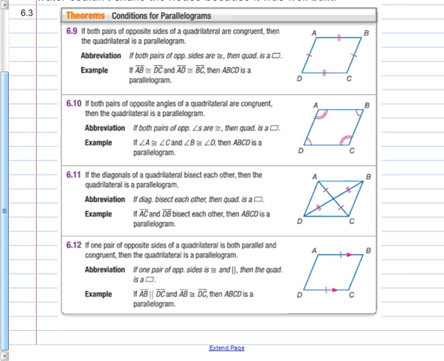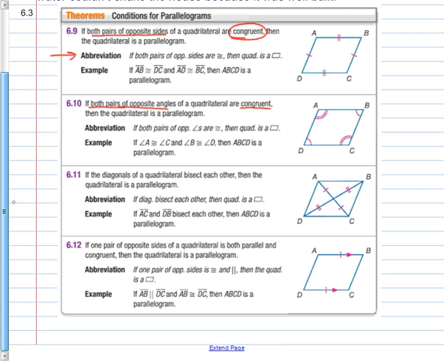If both pairs of opposite sides of a quadrilateral are congruent. So I need to have both pairs congruent, not just one pair. Then I know it must be a parallelogram. Here's the abbreviation for it. If both pairs of opposite sides are congruent, then the quadrilateral is a parallelogram. Next one. If both pairs, and notice this both pairs stuff, of opposite angles are congruent, then that quadrilateral is going to be a parallelogram.